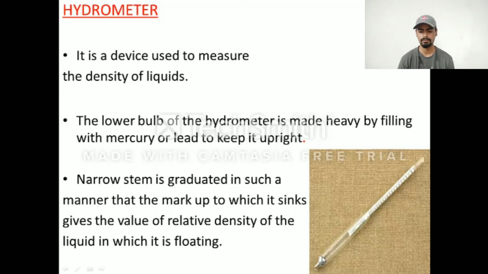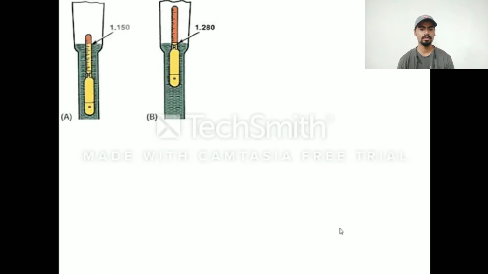It is given in the image. Now we'll see how it is used. Let us quickly look at that. Here we have two cases, case A and case B. Look at case A. The hydrometer is sunk inside the liquid more compared to case B. Up to this portion of the scale the hydrometer has sunk inside the liquid, so this value tells us the density of the liquid, that is 1.150.